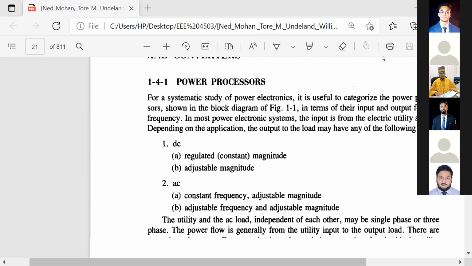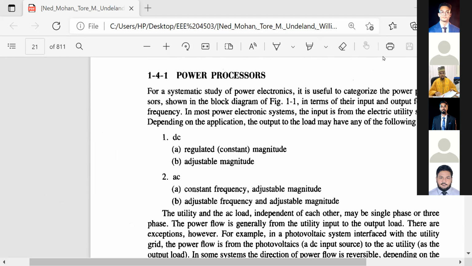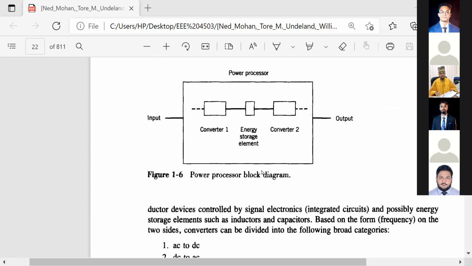And if the output is AC, then what will you get? So we have to make AC to AC, like your regulator, fan regulator, all these things. Or if you want to have adjustable frequency and adjustable magnitude, then you have to make it AC to DC first. Then that DC you can use with the inverter to make it variable frequency or variable amplitude. I don't know whether you are getting it or not. Yes, sir, we understand.